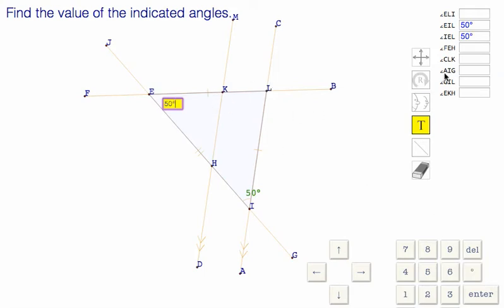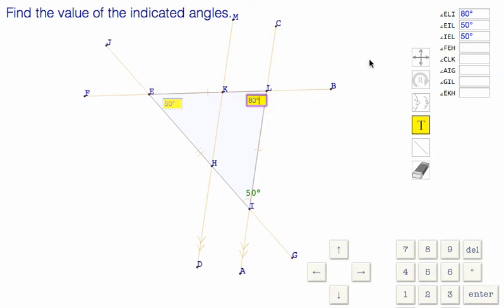Then we're looking for ELI. 50 plus 50 is 100. Remember, all the interior angles in a triangle add up to 180 degrees, so that makes this angle 80 degrees. 50 plus 50 is 100, plus 80 is 180.